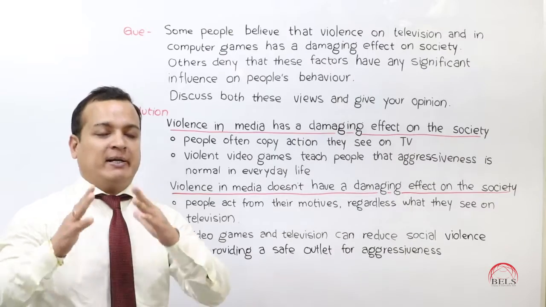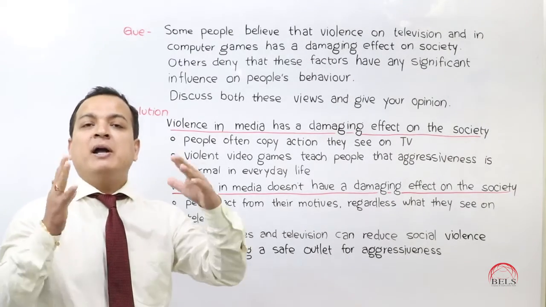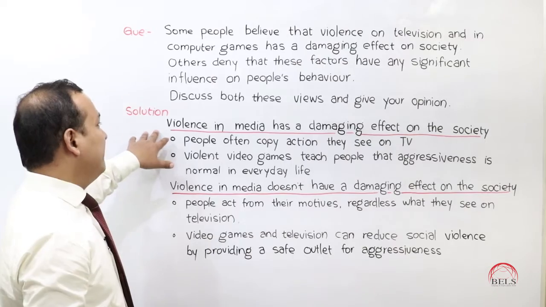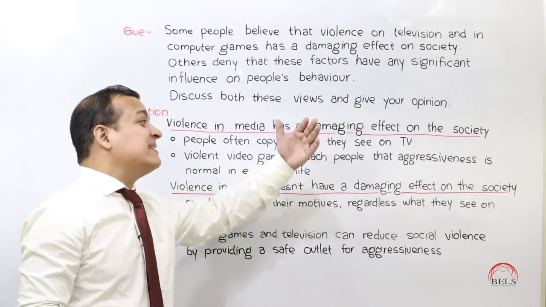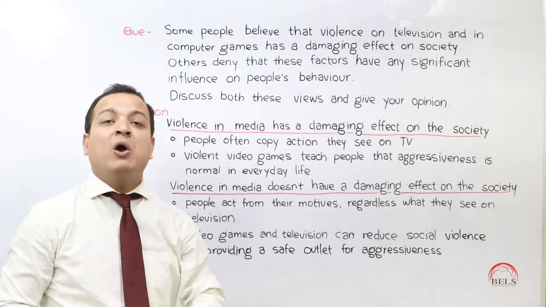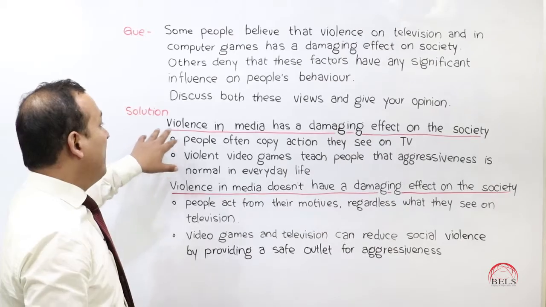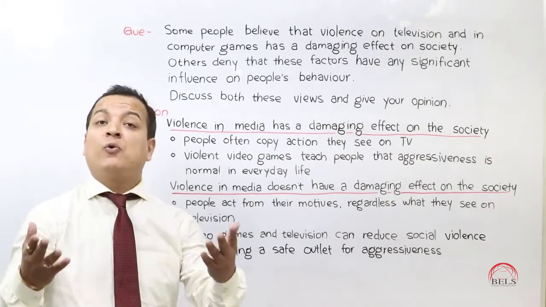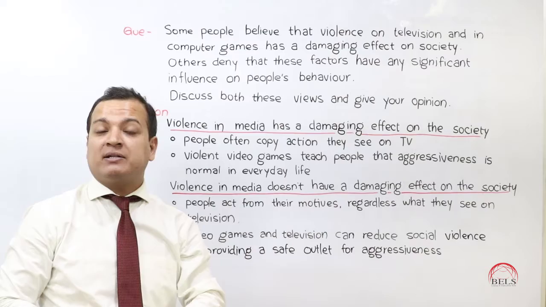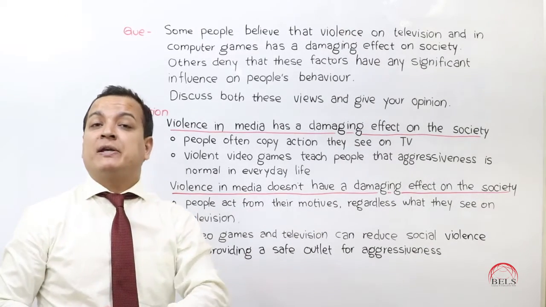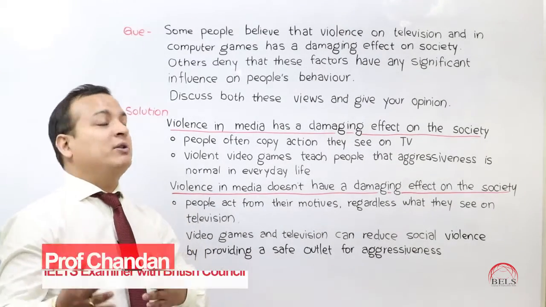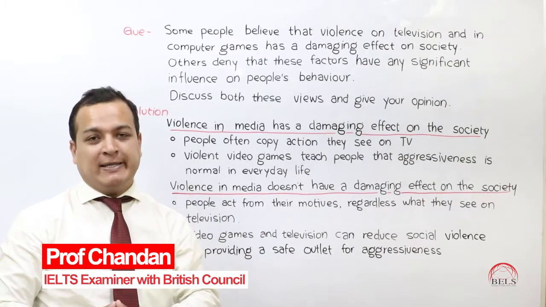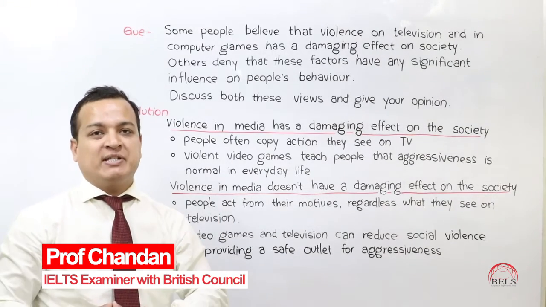Take your time, at least 2 minutes before that, and write some key points. So one side of the view: people who believe violence in media has a damaging effect on society. We have some points. Point number 1: people often copy actions they see on television. Of course, it has a major impact on the psychology of a child. Those children who watch many movies try to copy those actions in their daily life, which has a damaging effect.